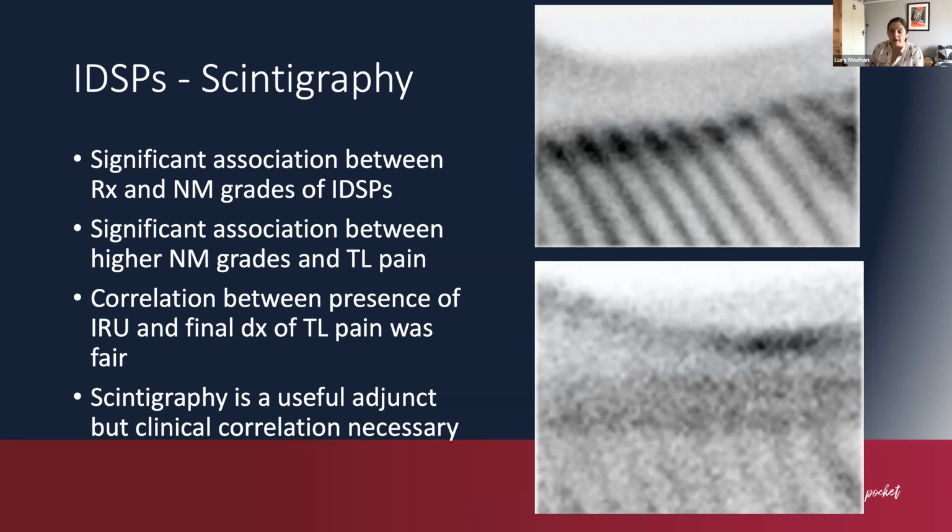Going back to our inter and intra-operator agreement, there was a study recently that looked at using a semi-quantitative method to assess the scintigrams rather than just using the subjective method of judging by eye, and that showed that there was higher inter and intra-operator agreement when you actually physically measure the number of counts per pixel rather than just saying, oh, looks mild, looks moderate.